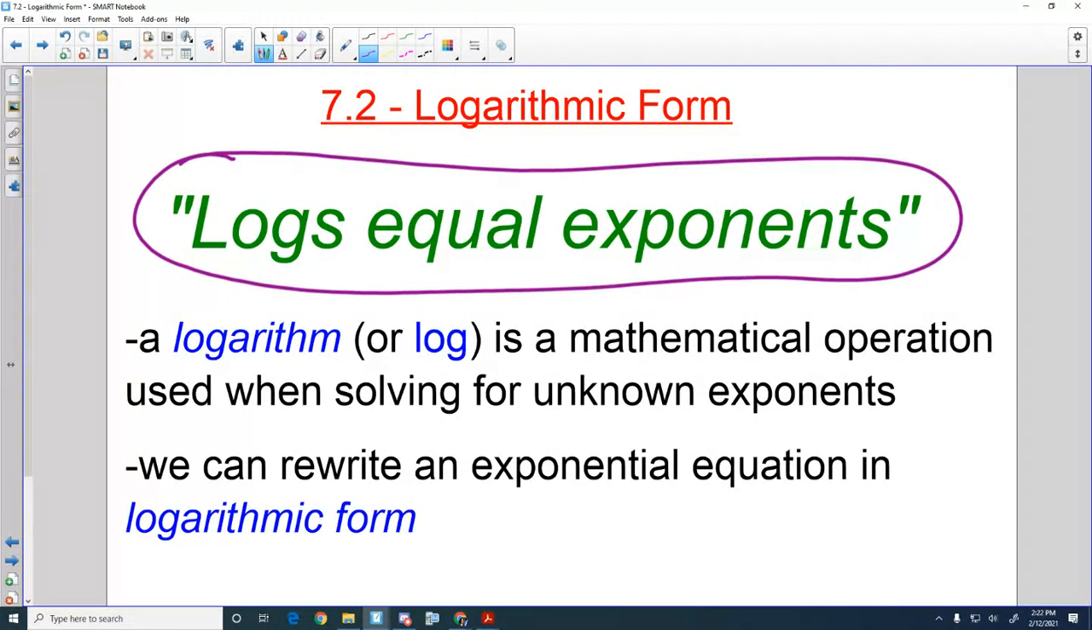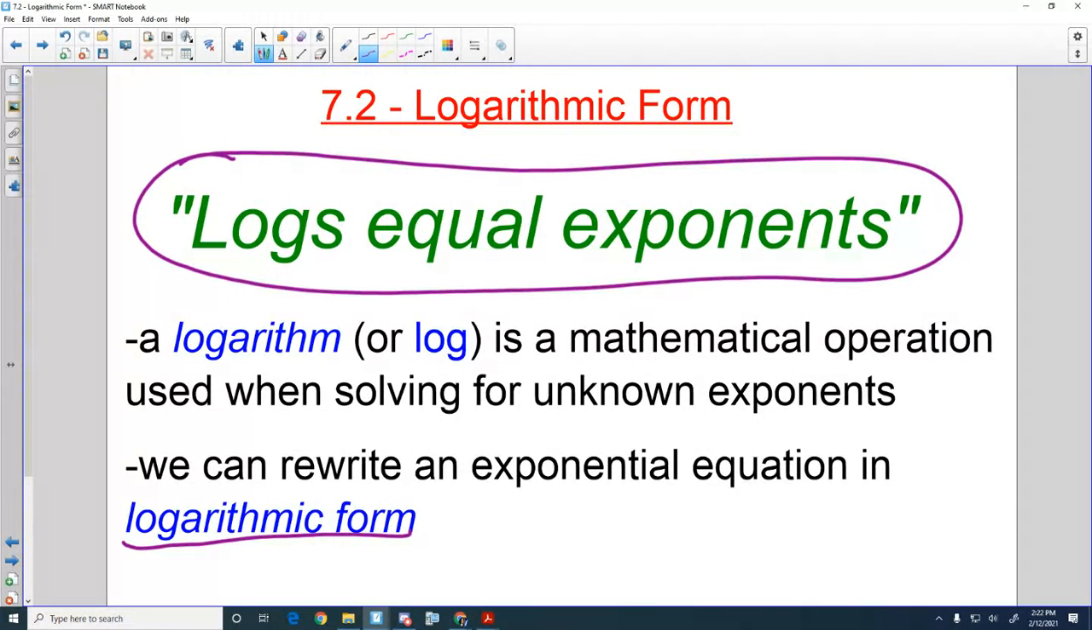We're going to use a log to solve for an unknown exponent. Now, the way that it works, though, is you take an equation that's in your exponential form, right? You've got your exponent that you don't know how to solve for, something to the x, and we use a log. But to do that, we have to rewrite it in a new form, in something called logarithmic form. So let's take a look at what log form looks like.